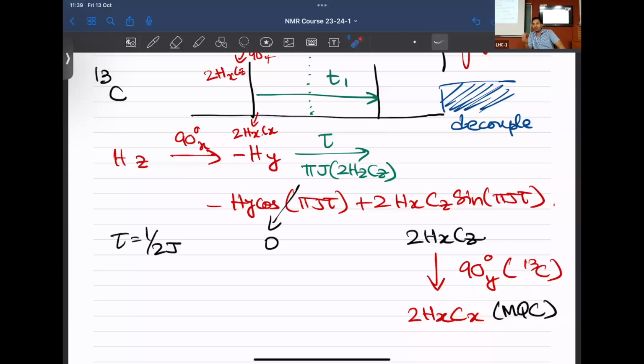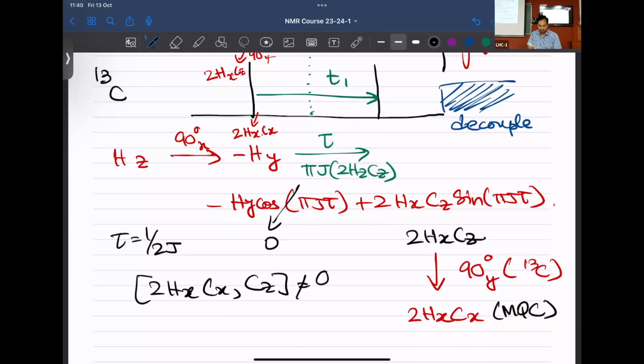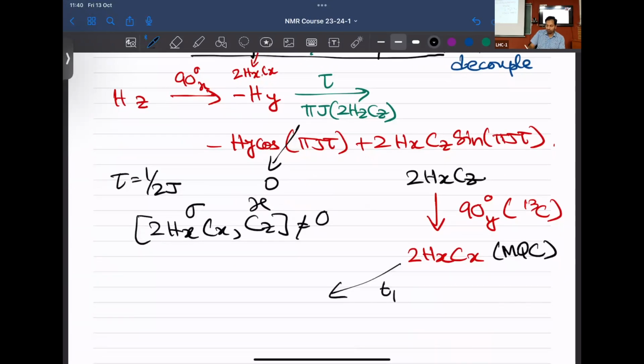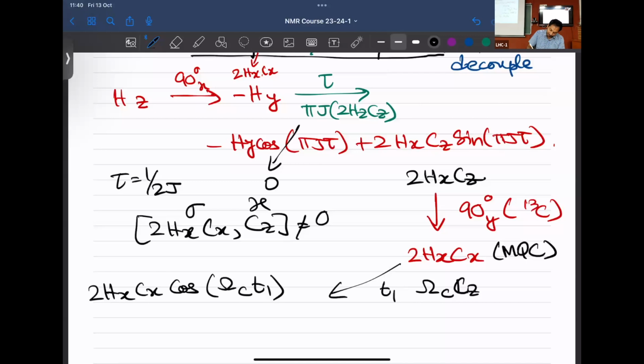But what makes you say the transverse component should evolve? You are asking whether this commutator is 0 or not. It is not 0. If the density matrix is of this form and the Hamiltonian is of this form, this is the time evolution, the Liouville von Neumann equation. Therefore, the only element that's going to evolve during the t1 period is the carbon chemical shift. So what you end up getting is 2HxCx cos ωC t1 plus 2HxCy sin ωC t1.